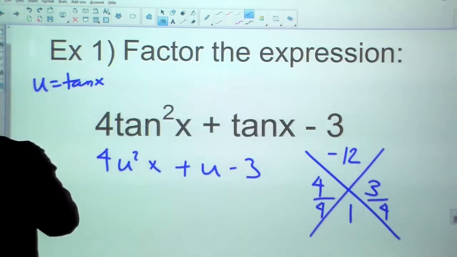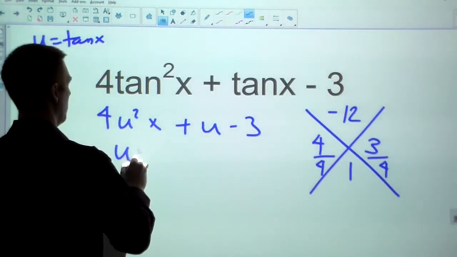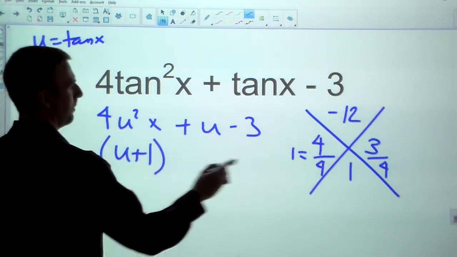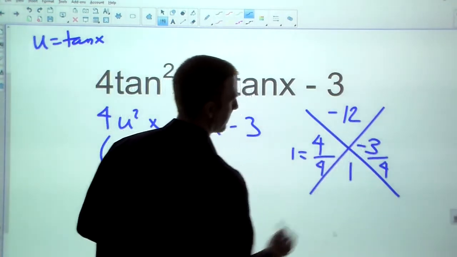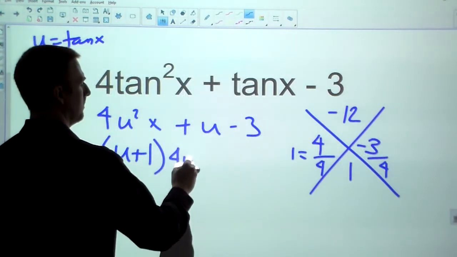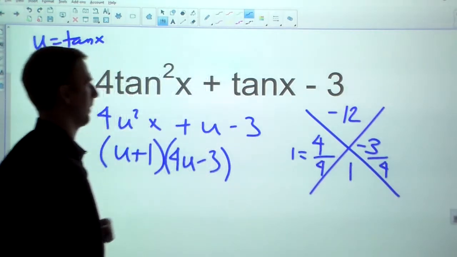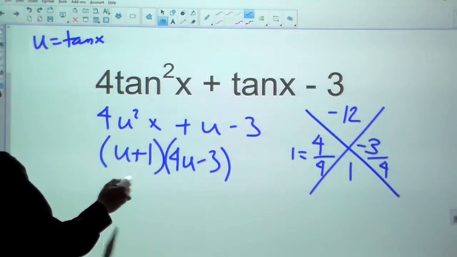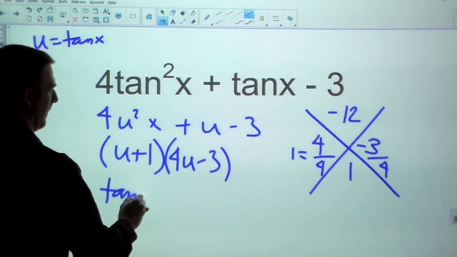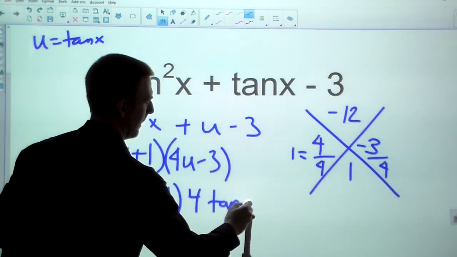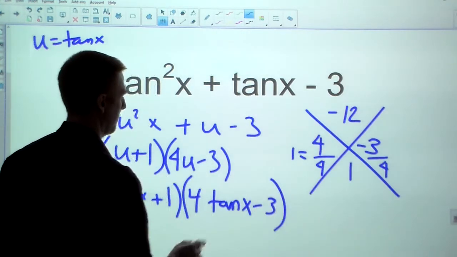So I'll end up with U plus 1. Simplify that. Oh, this was supposed to be negative, sorry. And then 4u minus 3 for the other factor, because we did a little trick there, we pulled that 4 out front. And then put the tangent back in for u. So tangent x plus 1, and 4 tangent x minus 3.